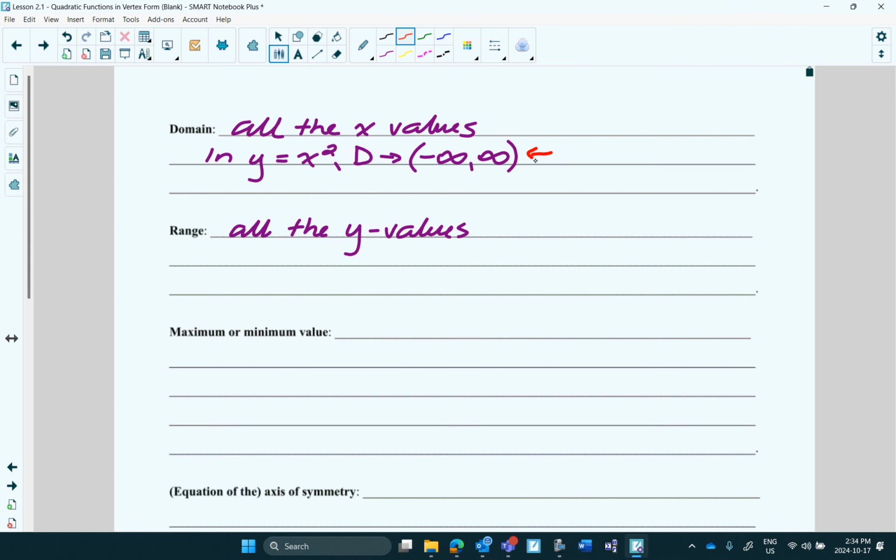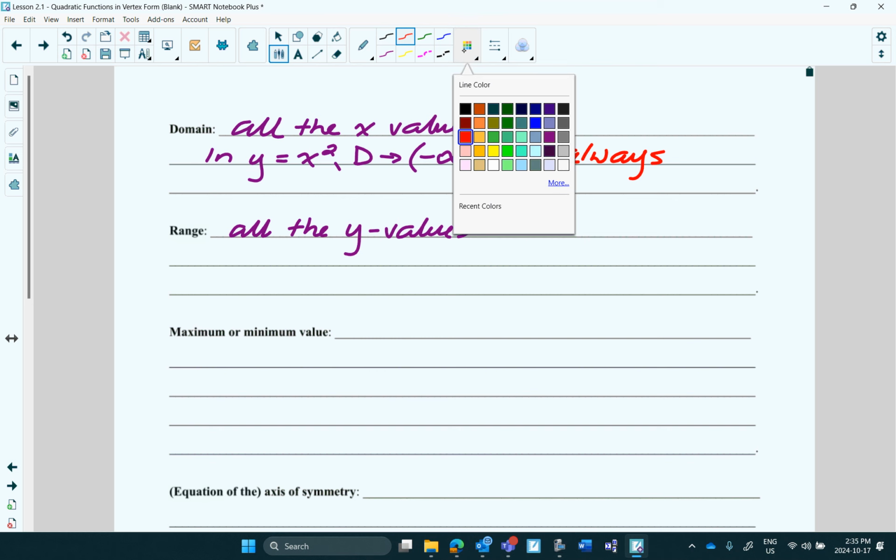Domain is really easy with parabolas. It's always this. Always. The domain will never change for a parabola, just like the domain of a slanted line is negative infinity to positive infinity. Okay. The range, however, could change.